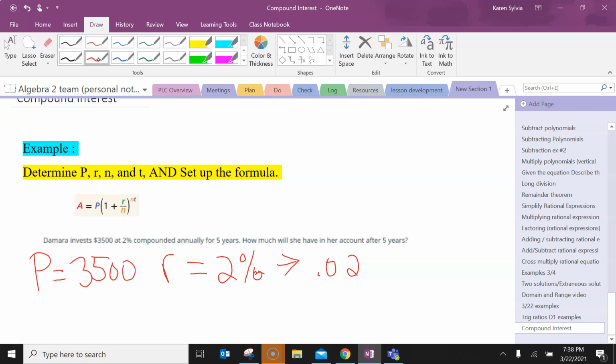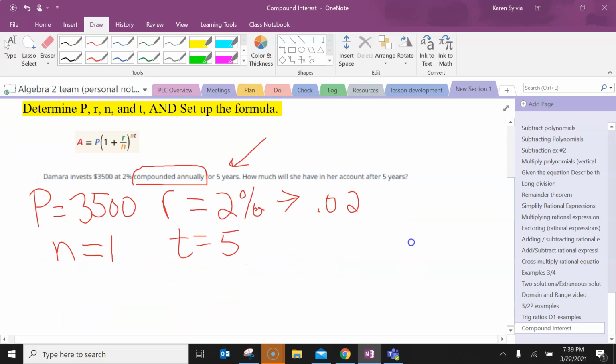And then we have to deal with n. n stands for the number of times the interest is applied over the course of a year. So if it's compounded annually, that means it's once per year. Every year is annually, so n equals 1 in this situation. And then the t stands for the amount of years in all, the length of time. So here my t is the 5 years.